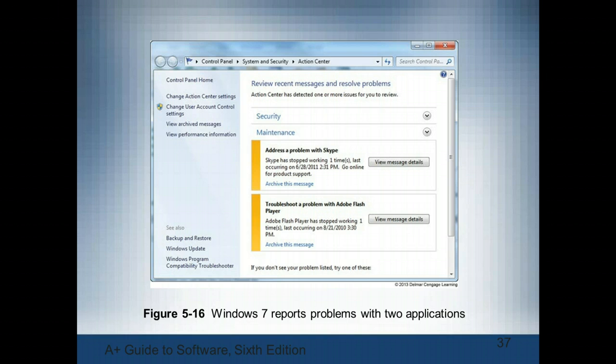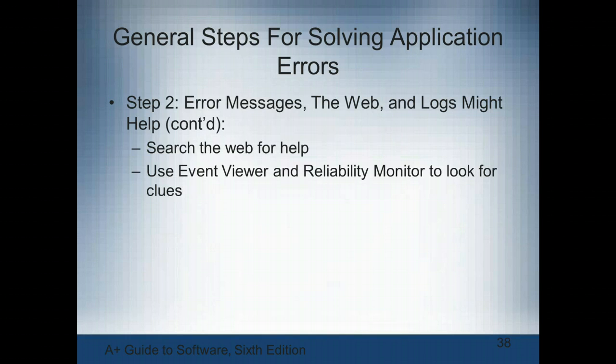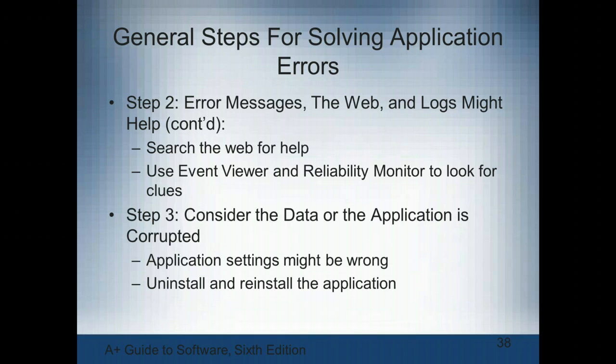The action center, address problems, you'll get some issues here. If there's something that really needs your attention, at the bottom right-hand corner you'll have a little flag, and it's probably going to be red. It tells you to go check the action center. The web logs might help. Search the web for help. The event viewer and reliability monitor, look for clues, things that we have looked at recently. The reliability monitor is something that may show you when this thing started.